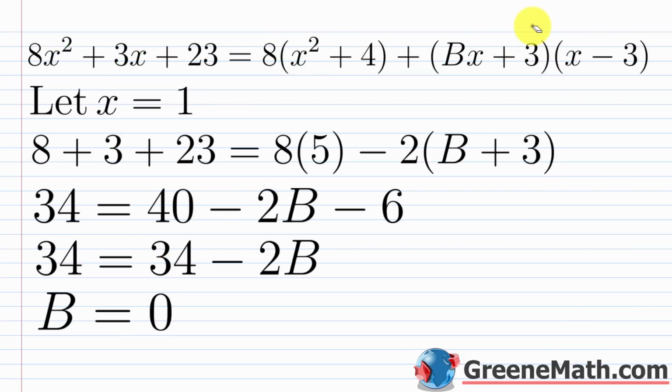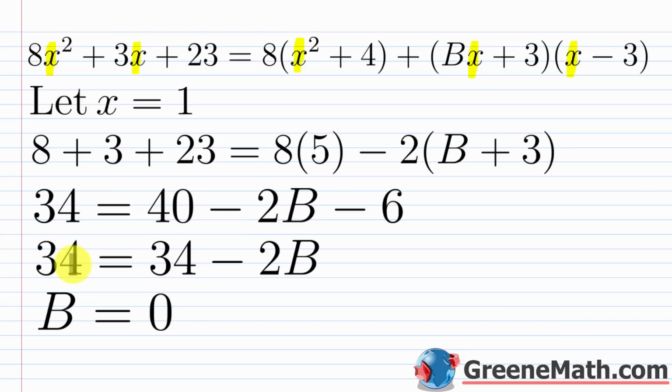And now we're going to, again, pick something to where we can solve for b. Just anything that doesn't eliminate this guy is fine. So we're going to say that we're going to let x be equal to 1, and you're going to plug that in there, and then there, and then there, and then there, and then also there. So fairly straightforward. You're going to get 8 plus 3 plus 23 is equal to, this would end up being 8 times 5, and then minus 2 times the quantity b plus 3. Again, just go through and simplify.